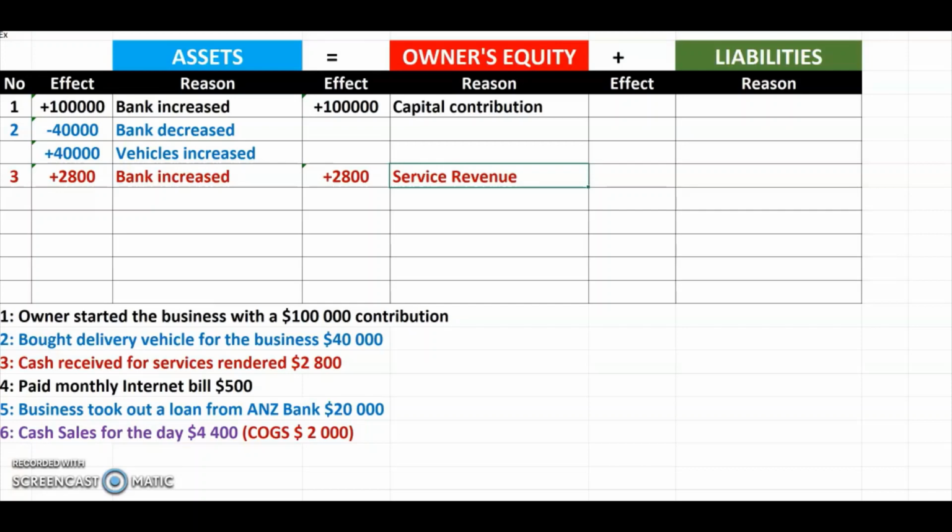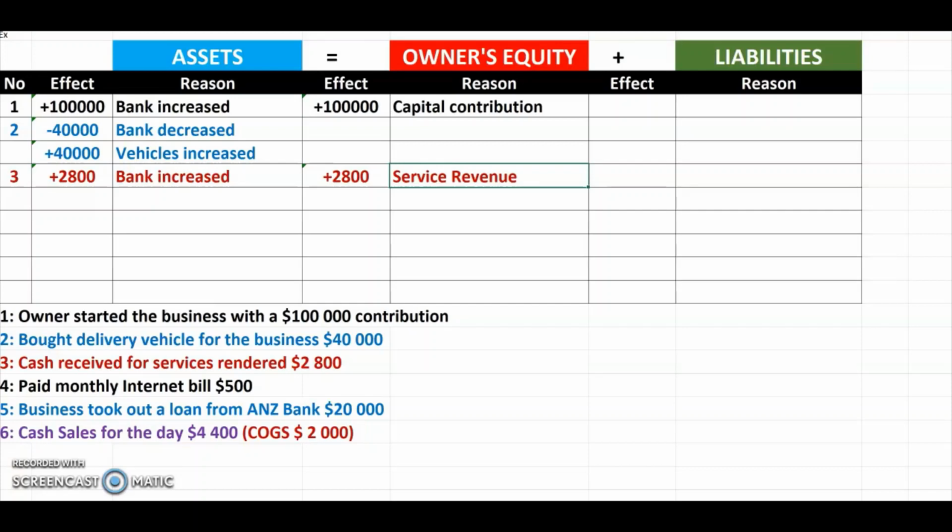Now, why does service revenue, or any revenue, affect owner's equity? Because the main reason of a business is to make a profit. The more revenue you get, the bigger the profit. To whom does the profit go? It goes to the owner.